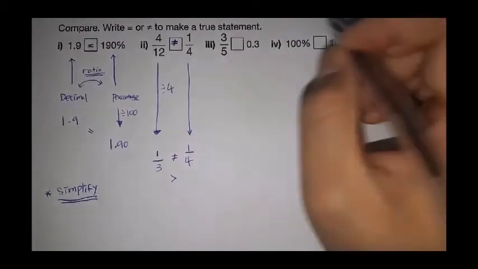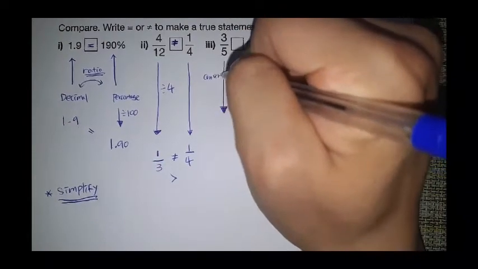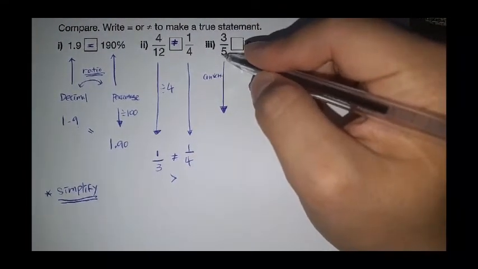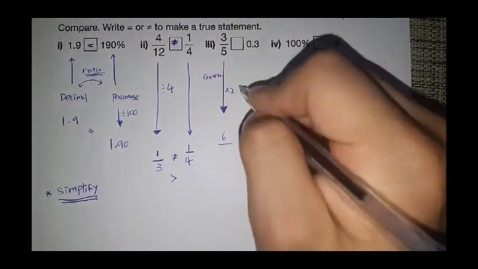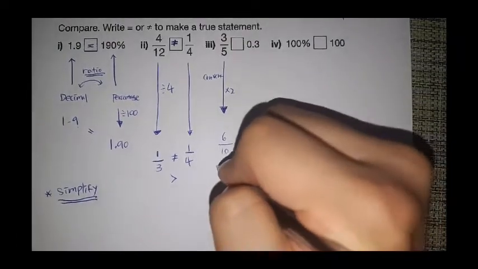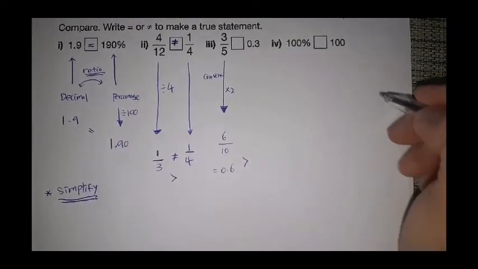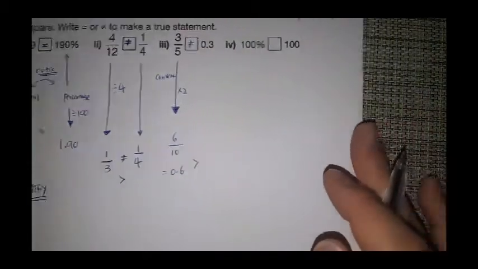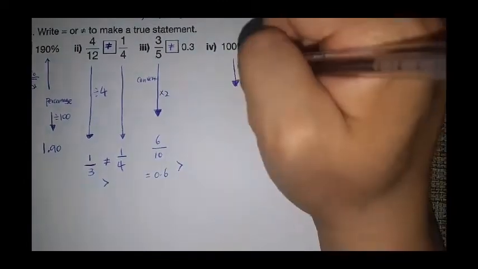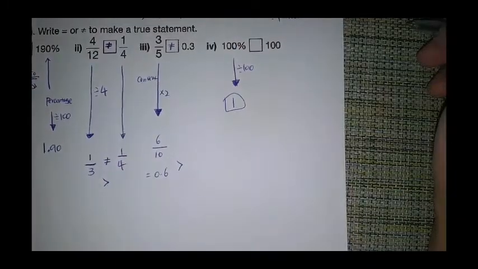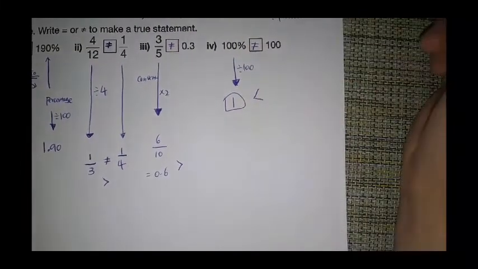Let's look at the other part. Fraction and decimal. If you have a fraction, please convert it into a decimal. But before we convert, if I had 10 or 100 at the denominator, everything would be easy, but we don't. So I will multiply everything by 2. 3 times 2 is 6, 5 times 2 is 10. Then we know that 6 over 10 is equivalent to 0.6. And 0.6 is larger than 0.3, so you can put not equal to. On the other hand, I have a percentage, so convert it back to a decimal by dividing by 100. Then you will know that it's just the whole number 1. It's not equal to 100. In fact, 100 is bigger than 1. So they're not equal.